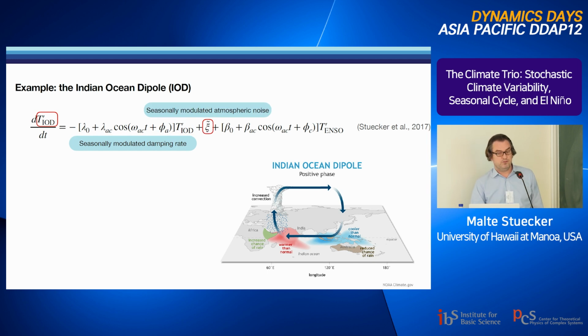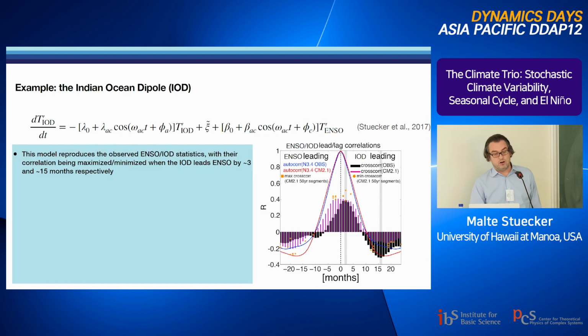We have seasonal modulated atmospheric noise here, and then we have these seasonal modulated ENSO teleconnections coming from the tropical Pacific due to shifts in Walker circulation. Now, the interesting thing is that this model really reproduced the observed ENSO-IOD statistics well.